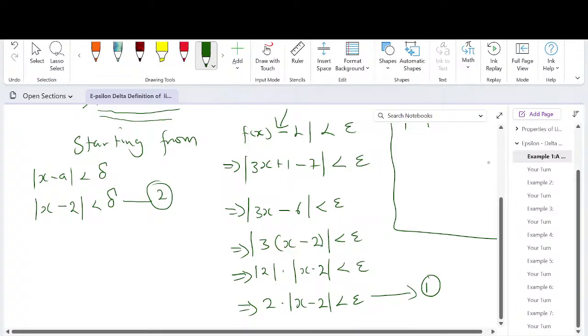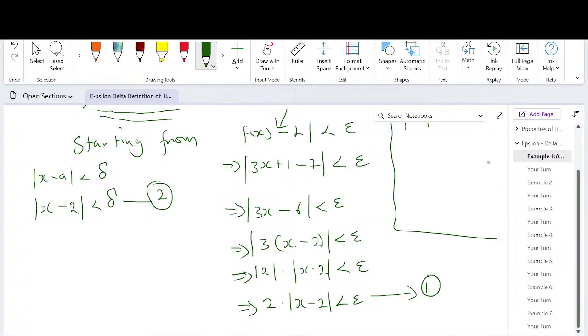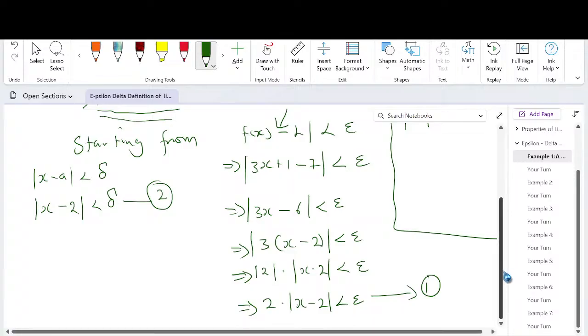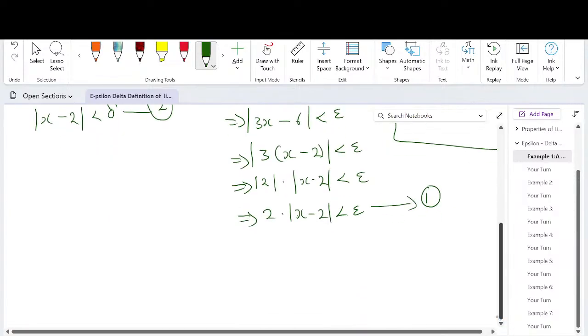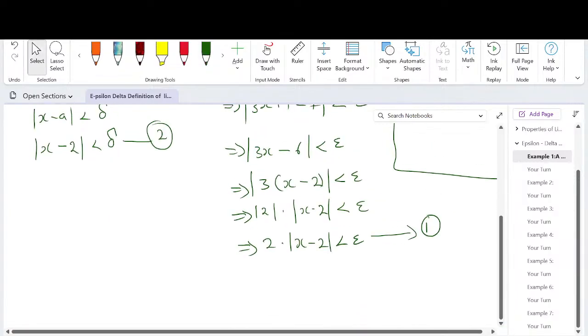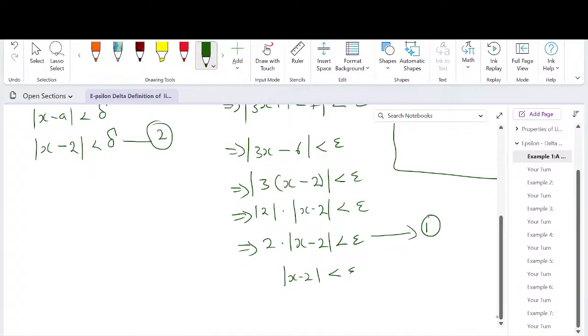So if you look at 1 and 2 now, you will see similarity there: the absolute value of S minus 2 here, and the absolute value of S minus 2 here. This is the similarity, okay? And this one is less than delta. So we can simplify this a little bit so that we have the absolute value of S minus 2 to be less than epsilon over 2.